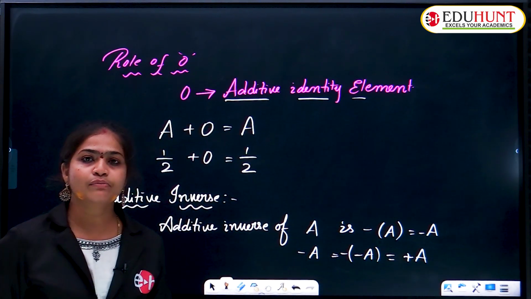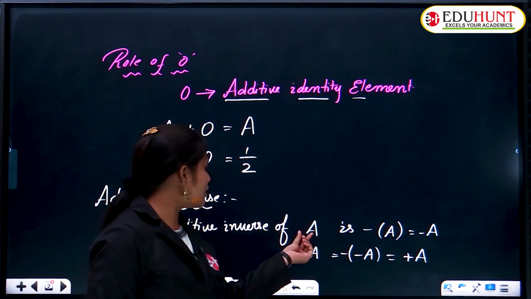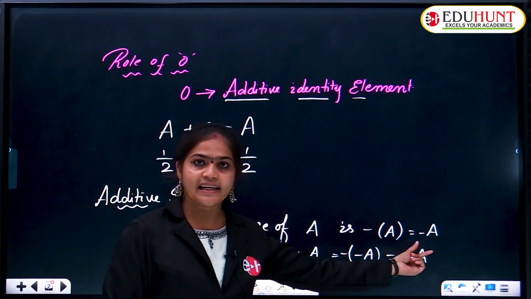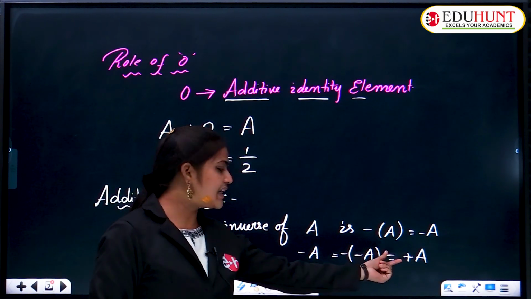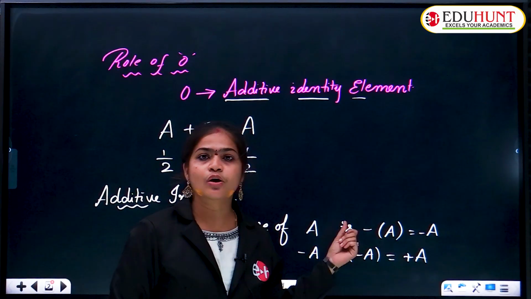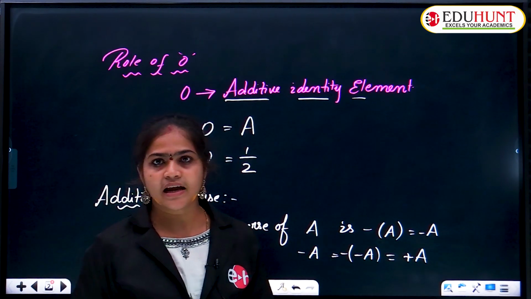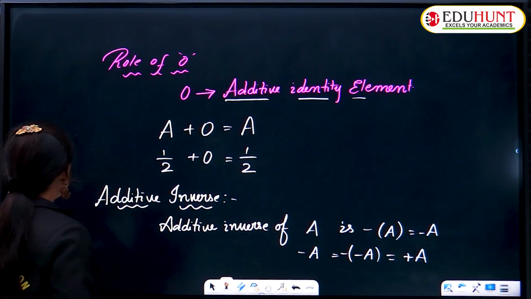Understood? From this, what can we understand here? If a positive is given, we will get it as a negative. If a negative is given, we will get it as a positive. This is called additive inverse. Understood? See some examples here.